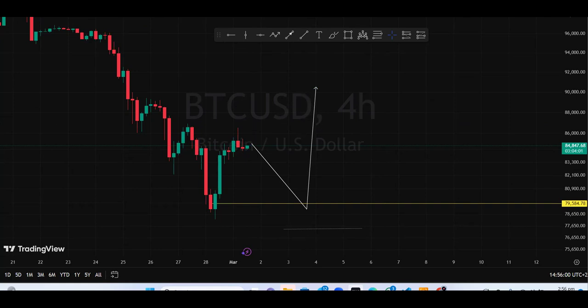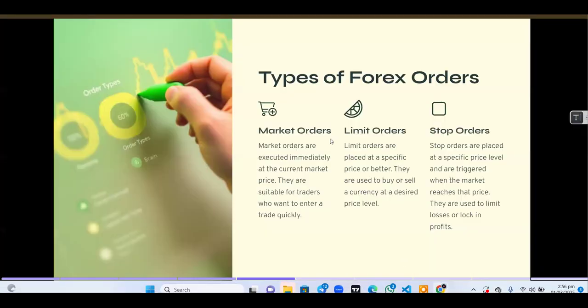Let's proceed to the next. We also have what we call stop orders. What are stop orders? There is a difference between market order, limit order, and stop order.